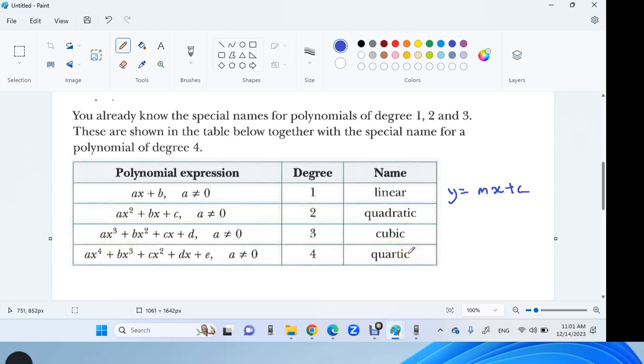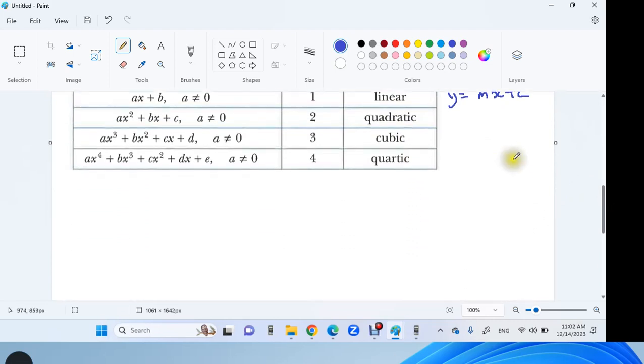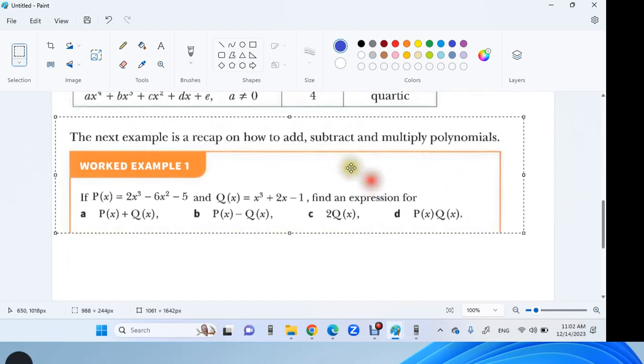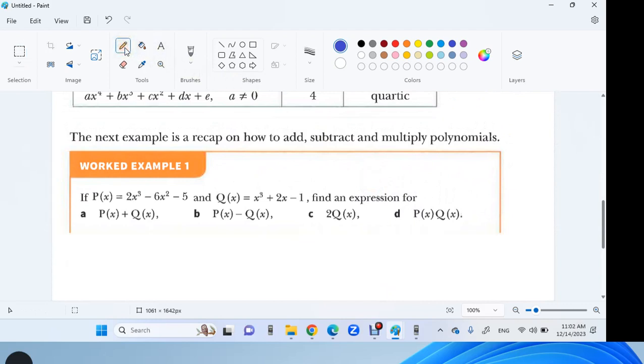Like the computer that we buy, we have two processors and then four processors. With four processors we have the quad core, something like that. So power 4, quartic.